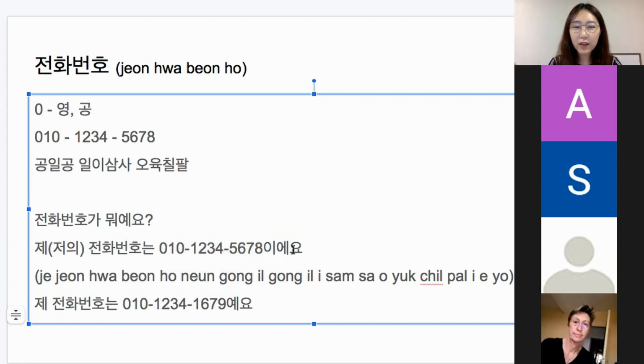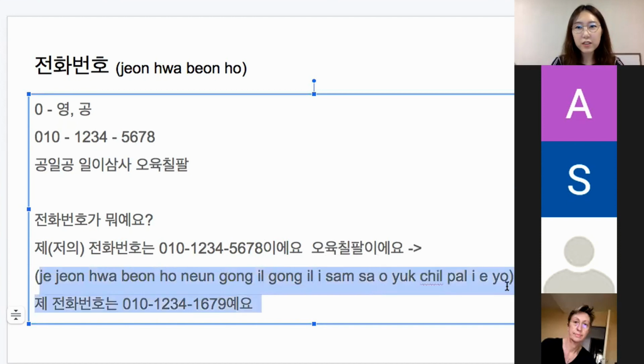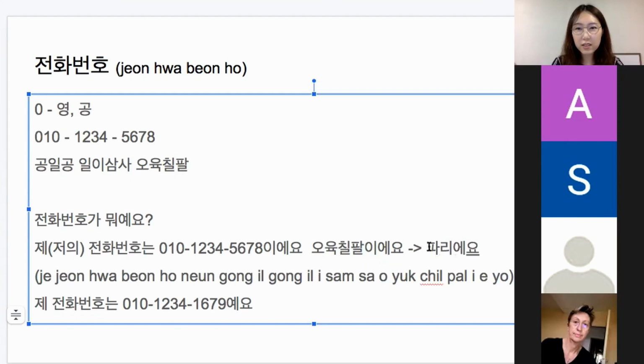Actually, okay. 8이에요. Here, the bottom ones are pronunciation. The bottom is how it sounds, the 8 changes to 8이에요. It sounds like this. But if it is difficult for you, we can just practice. You can read this one, it's fine. So 제 전화번호는 010-1234-5678이에요.